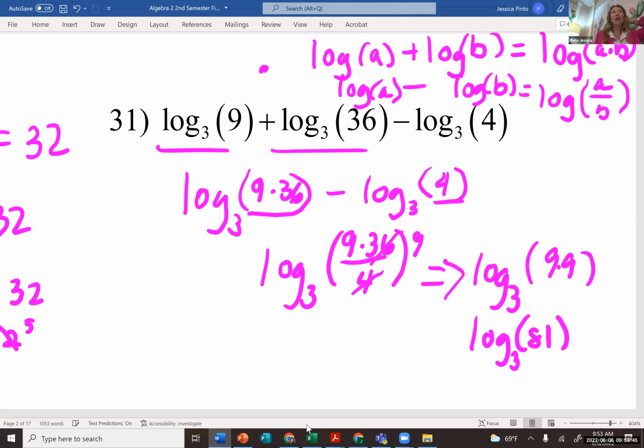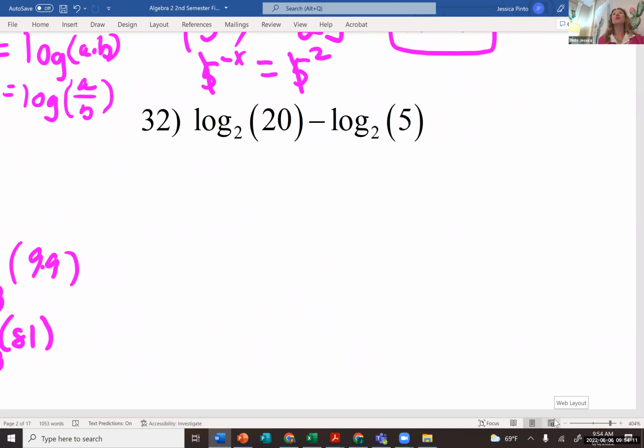Now I can evaluate this. 3 to what power is 81? What's the answer for the exponent on 3 that generates the answer of 81? 4. The final answer to this long problem is the number 4. Very cool. All right, let's take a look at 32.